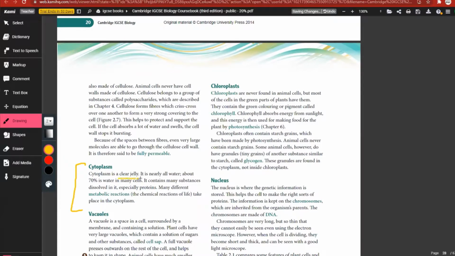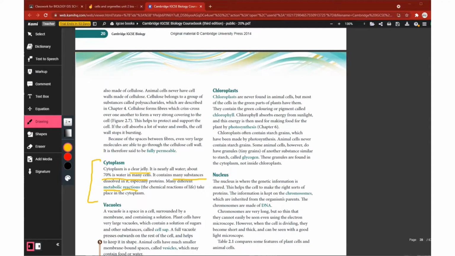Cytoplasm is a clear jelly. It is nearly all water, about 70% of water in many cells. It contains many substances that are dissolved in it, such as proteins, minerals, everything the cell needs for survival or for the reactions to happen. Okay? So anything which the cell or its organelles need for survival is present in cytoplasm. Thumbs up. Should I move on?